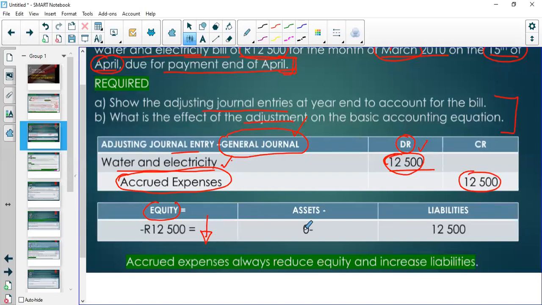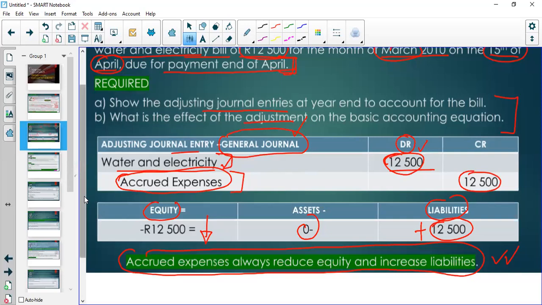There's no effect on our assets, and our liabilities are going to increase by 12,500. So always remember that accrued expenses always reduce equity and increase liabilities. Also remember that when we do the adjusting entry for accrued expenses, we always debit the expense and credit accrued expenses with the amount outstanding only.